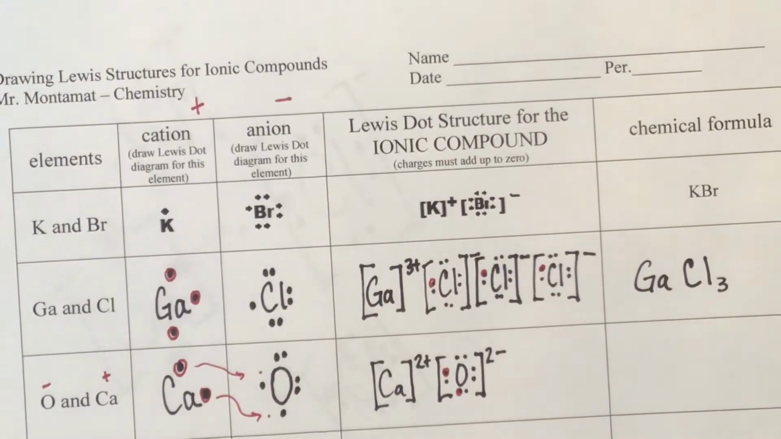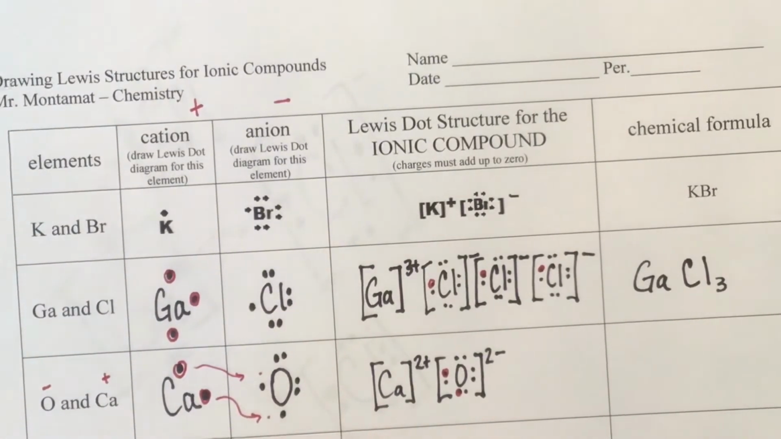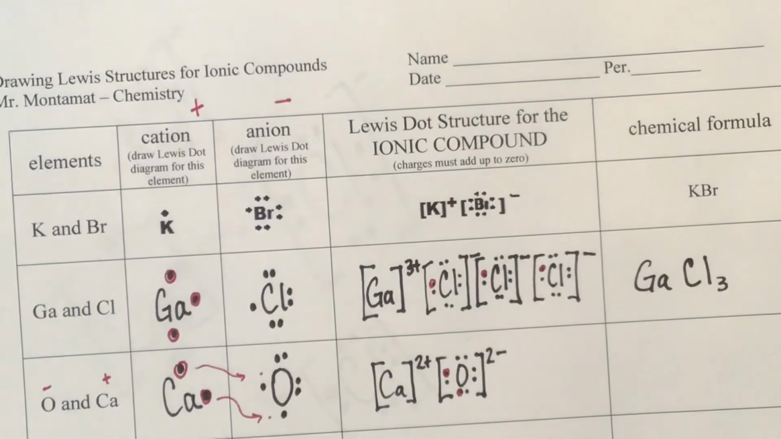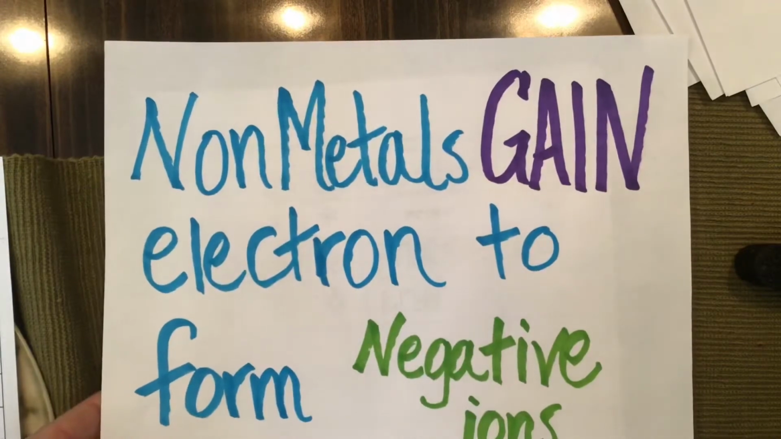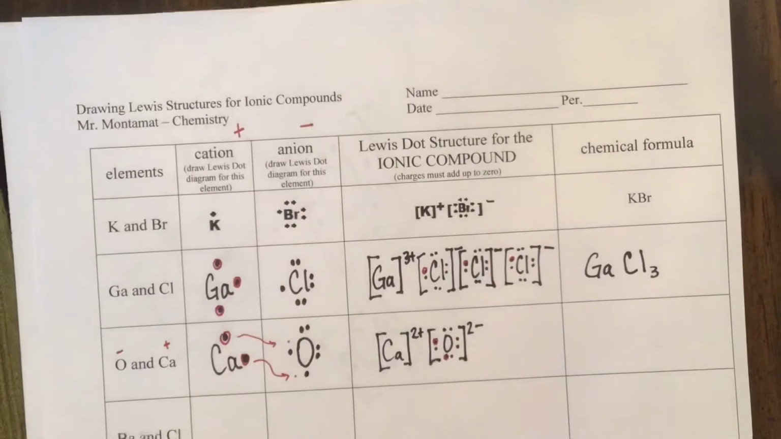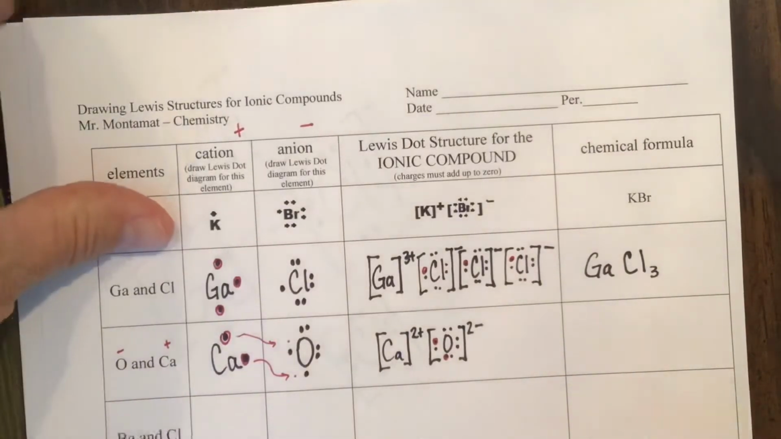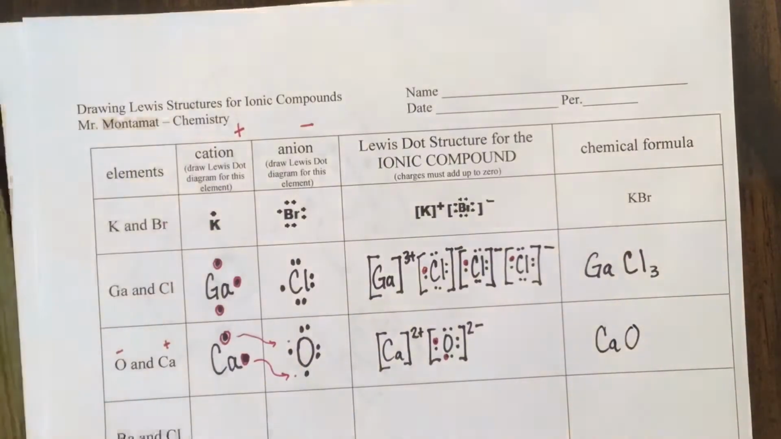So now we're going to write the formula for calcium oxide, because oxygen becomes oxide when it becomes an ion. And remember, nonmetals gain electrons to form negative ions, right? So we have 1 calcium and 1 oxygen. So the formula is just going to be CaO.